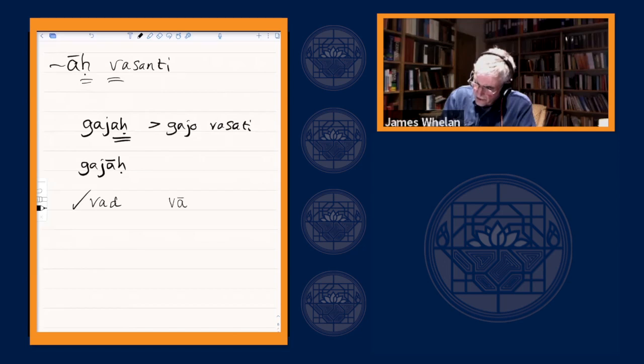And we know this because we know this word vada as a verbal noun. From vad you make vada, meaning the speaking or the saying, and by extension the teaching. And that's how we get the word Theravada: the speaking, the speech, the sayings, or the teaching of the elders.